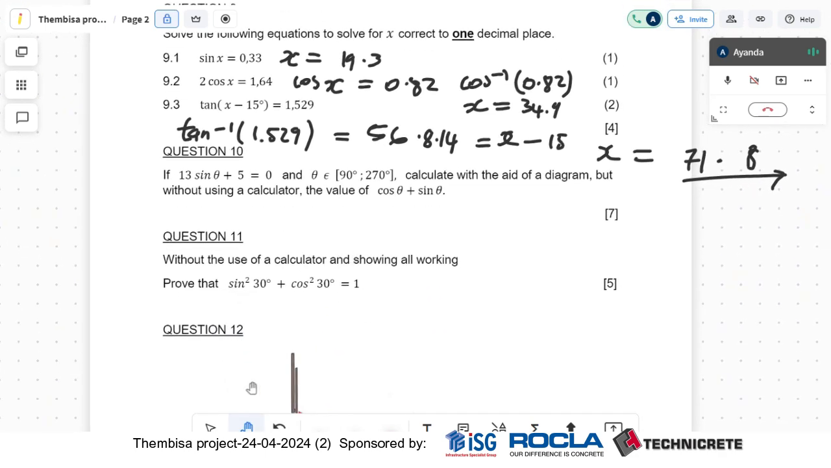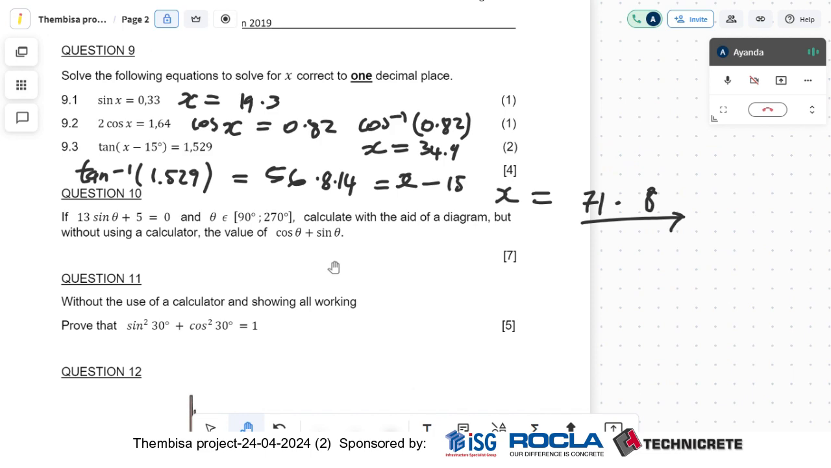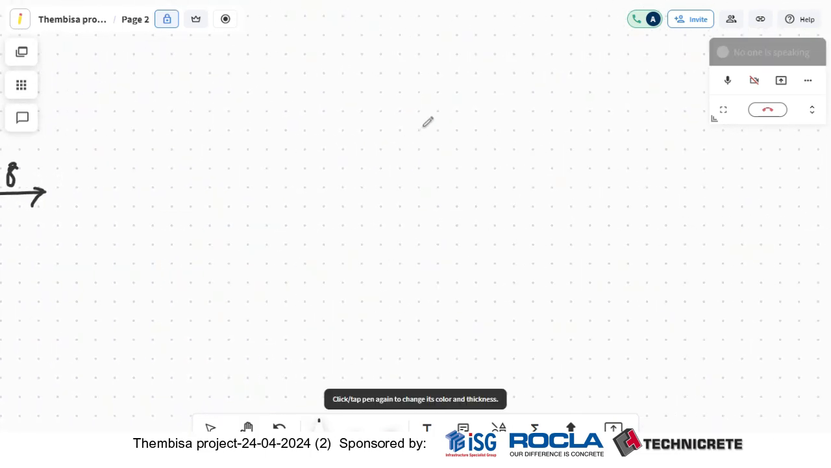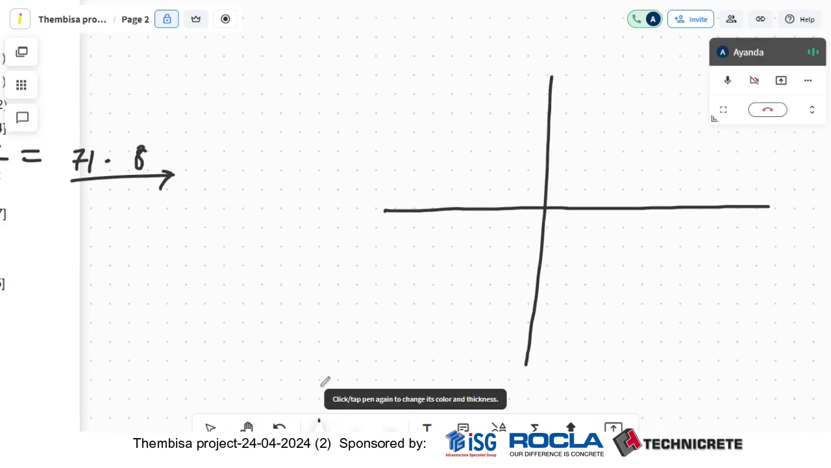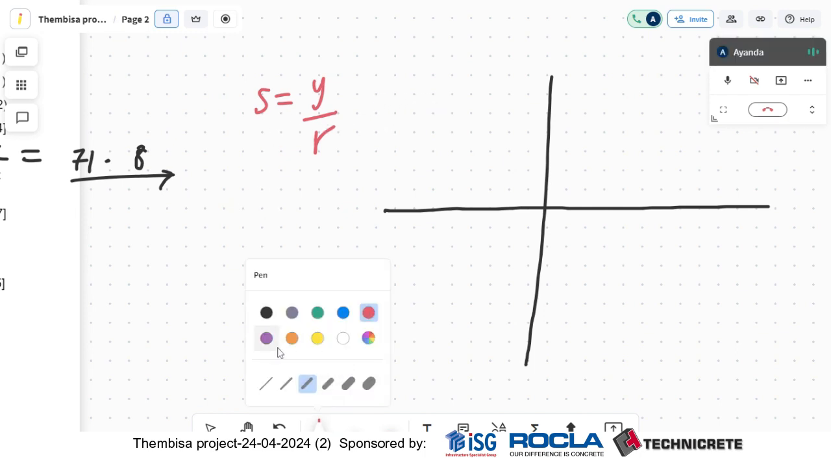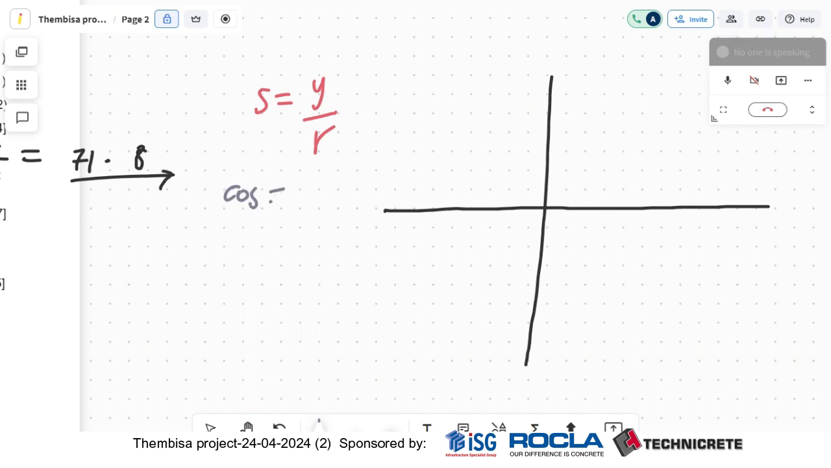Now let's take a look at question 10. Question 10 says if 13 sine theta plus 5 is equal to 0, and theta lies between 90 and 270 degrees, calculate with the aid of a diagram, but without using a calculator, the value of cos theta plus sine theta. Okay, so if it lies between 90 and 270 degrees, that's in quadrant 3. We know that sine is given by y over r, and we know that cos is x over r.